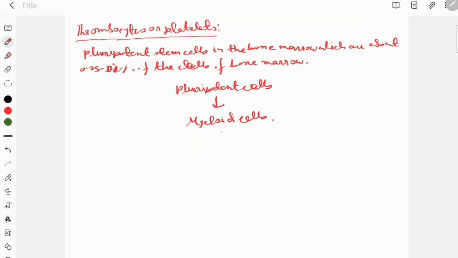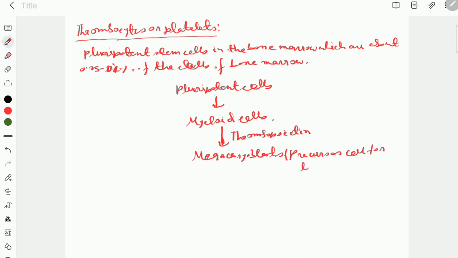So from myeloid cells, in presence of thrombopoietin, this process takes place in the red bone marrow. In the presence of thrombopoietin, myeloid cells get converted into megakaryoblast. These are also known as the precursor cell for thrombocyte production. So from this megakaryoblast, it is converted into megakaryocyte.